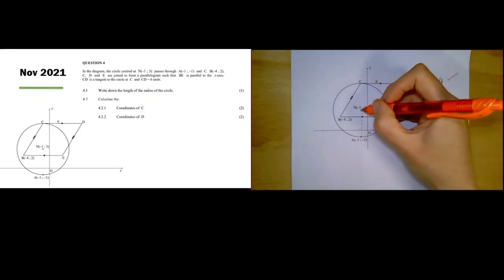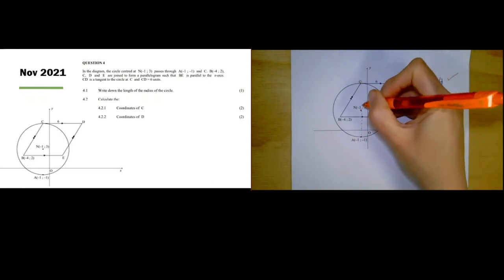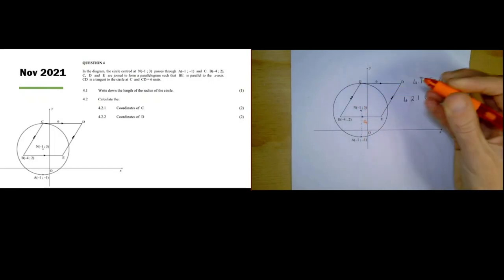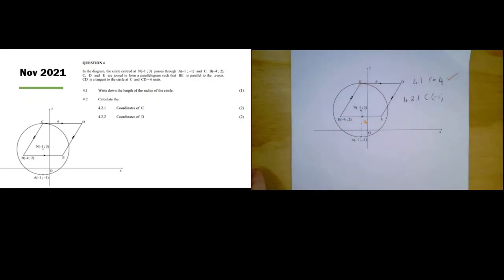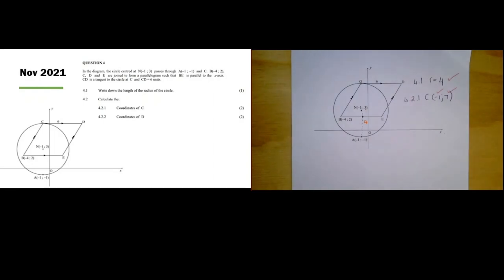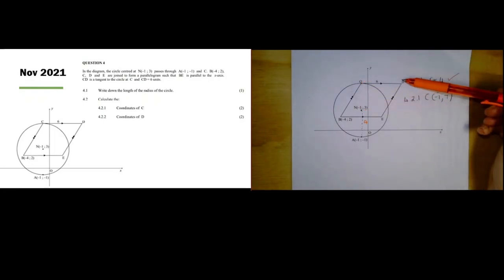I also know that this is the midpoint, and that's a point on the circumference, so that will be a radius. So that also has to be 4 units up. What is 4 units up from 3? It would be 7. So it's negative 1, 7. 2 marks just for the 2 answers. Why? Because remember, a radius is always perpendicular to a tangent.